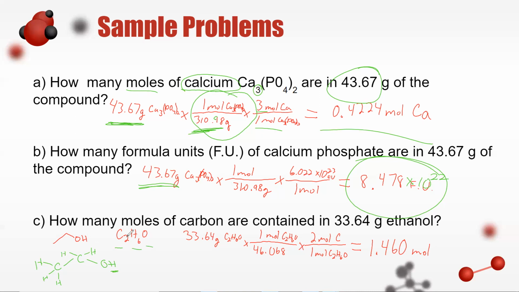So now we can use that and we can do a calculation. I start with 33.64 grams of my C2H6O because that's what the problem tells me. I'm going to divide that by the molar mass that, again, I calculated on the periodic table. And with my formula, I know that for every one of these molecules, there are 2 carbons in it. So now I can calculate how many moles of carbon specifically there are in this many grams of that.